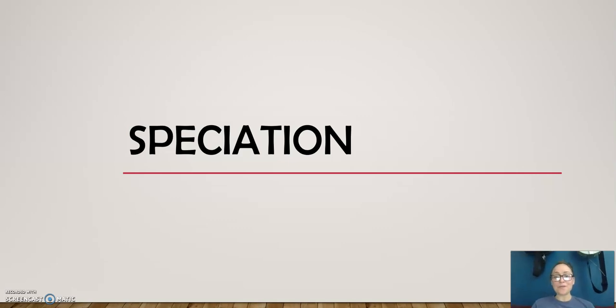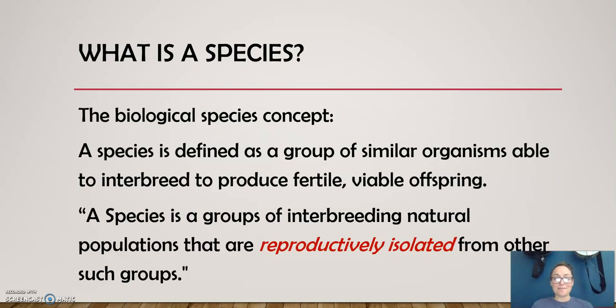Okay, so in this video, we're going to be introduced to speciation. We're going to look at both pre and post zygotic barriers and what that means. But first, let's define what a species is. So we're going to talk about the biological species concept.